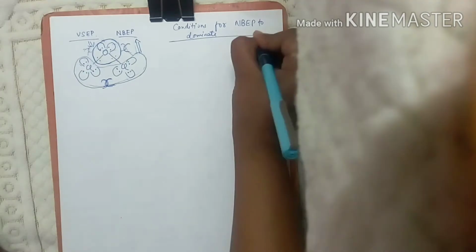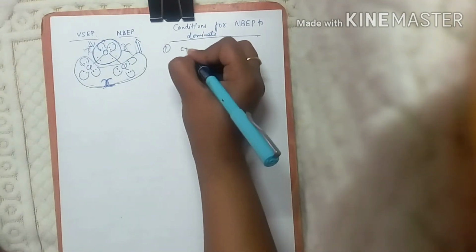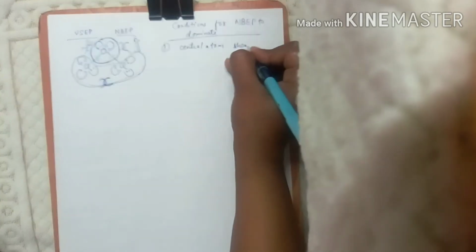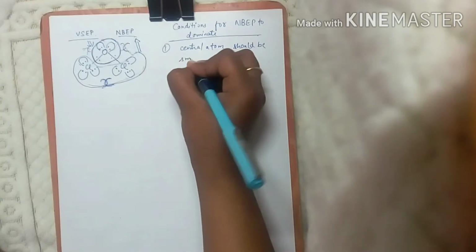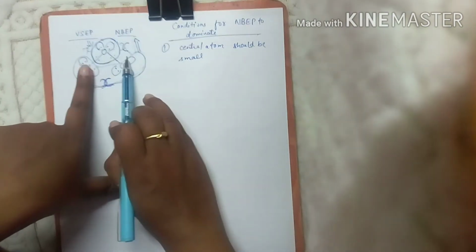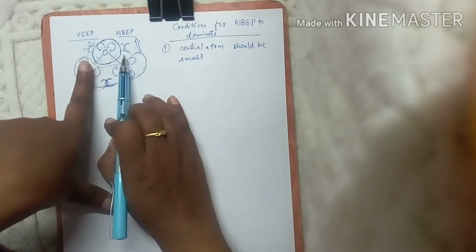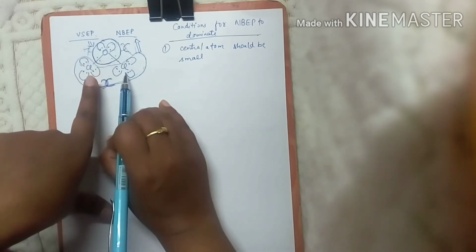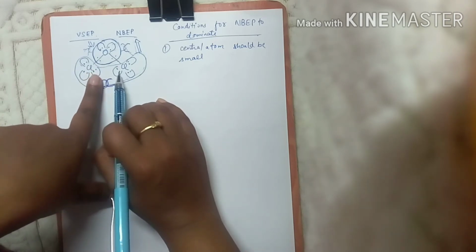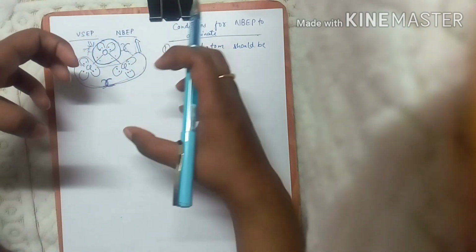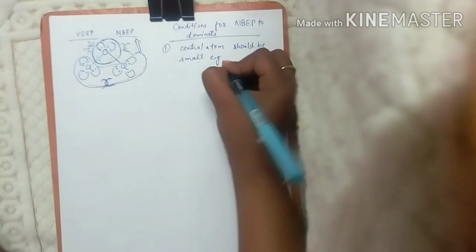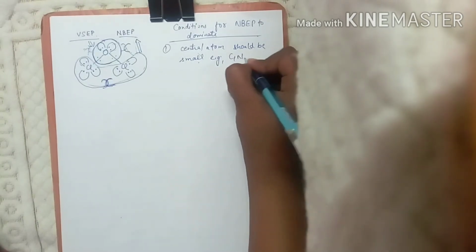What are the conditions? First condition is that the central atom should be small. If the central atom is small, then naturally these two side atoms are going to be closer to each other. If the side atoms are closer to each other, these electron pairs will also be closer to each other, because these are electron clouds. They are going to repel each other. So the central atom should be small. For example, the atoms of the second period, like carbon, nitrogen, oxygen.